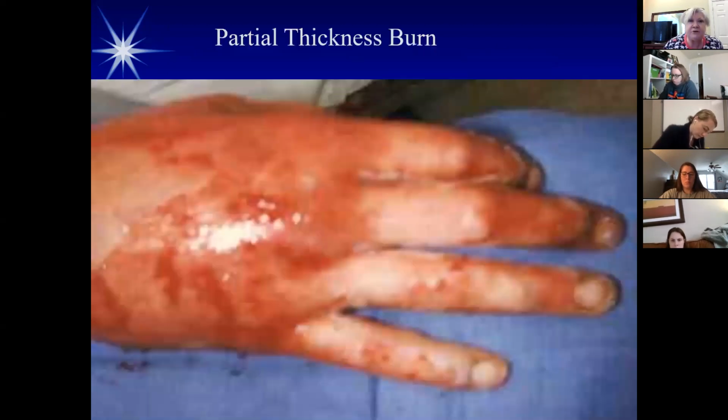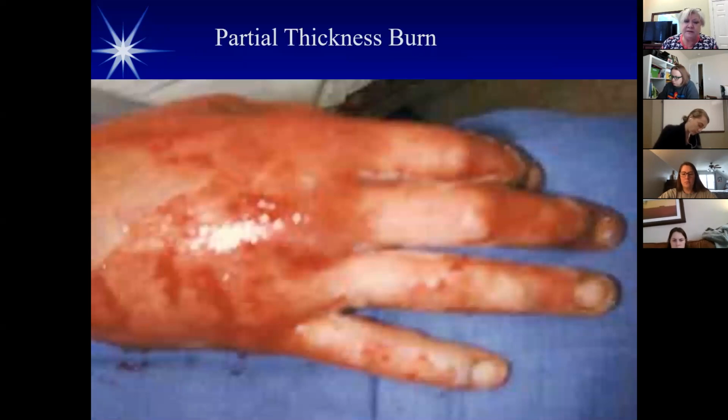When you look at this picture, in looking at this hand, you can tell where the burn is very moist. It looks wet. The tissue is raw, and it appears to be wet in nature. It is not a dry looking skin. It's a very wet looking skin.